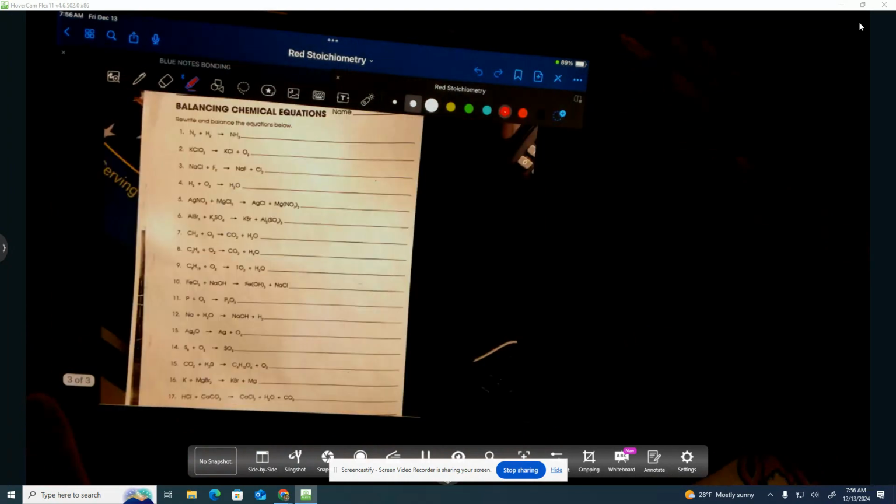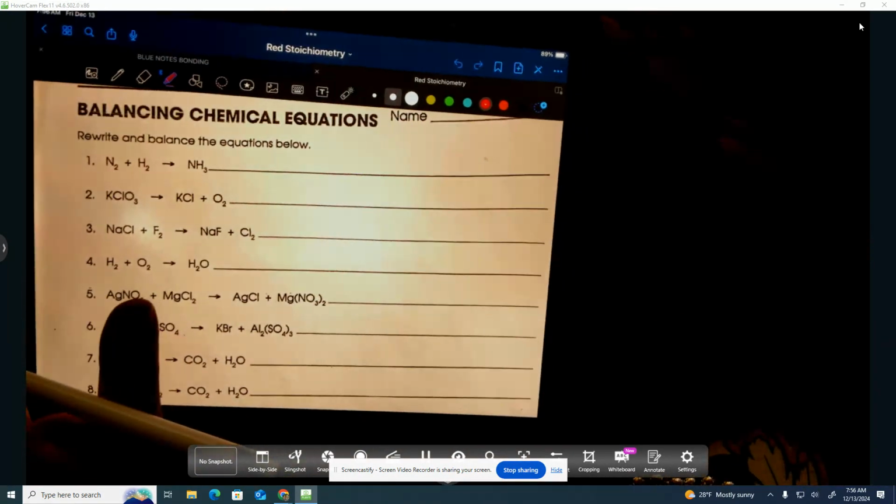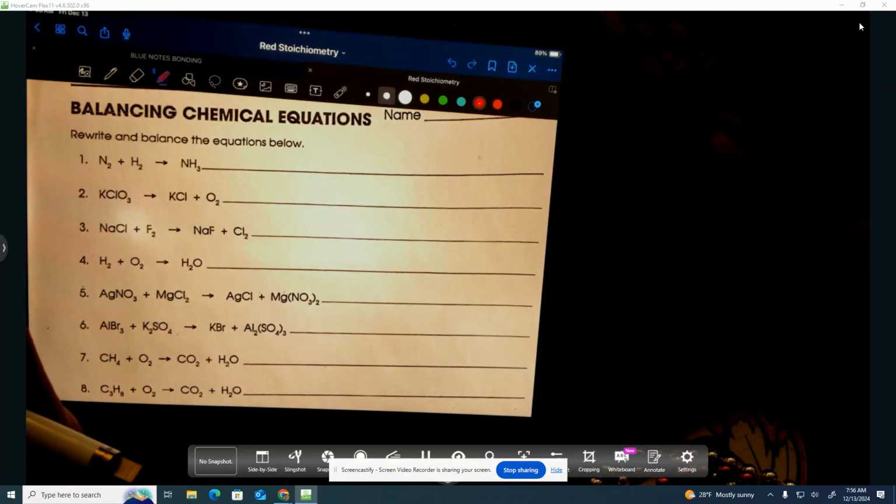When we balance an equation, we need to make sure that the number of atoms that we have on the left is equal to the number of atoms that we have on the right. And that's called, and I don't know if we wrote this down yesterday, but we're going to write it down now if we haven't, the law of conservation. So we have conservation of matter, conservation of mass, conservation of charge, and conservation of energy. Right now we're working on conservation of matter.